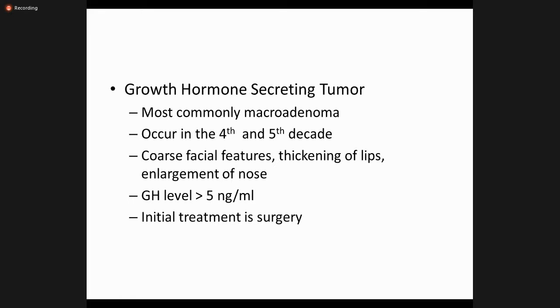Growth hormone level is raised more than 5 nanogram per milliliter, and the initial treatment in the macroadenoma, that is due to the growth hormone secretion, is surgery, not medicine.